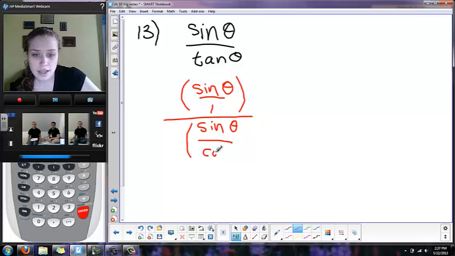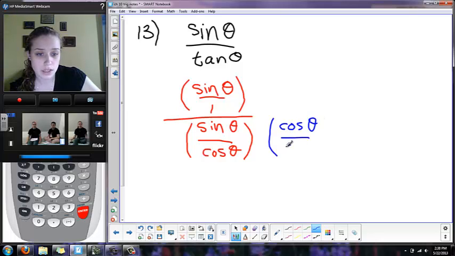Okay. Now this is what we call a complex fraction. I have a fraction divided by another fraction, so in order to simplify that, I'm going to multiply by the reciprocal of the denominator. So the reciprocal of the denominator is cosine theta over sine theta. And I have to do that on both the top and the bottom. And I'm multiplying right now. Cosine theta over sine theta.